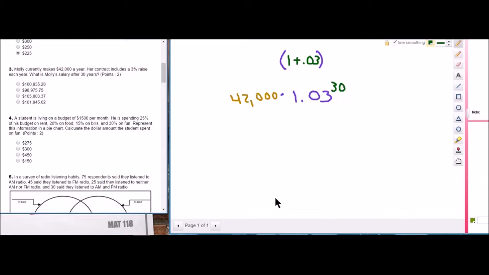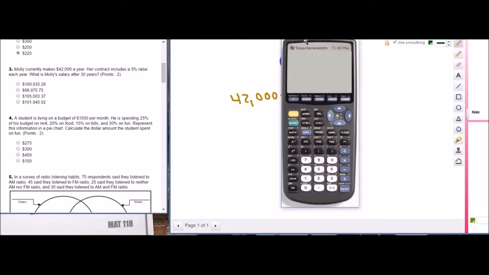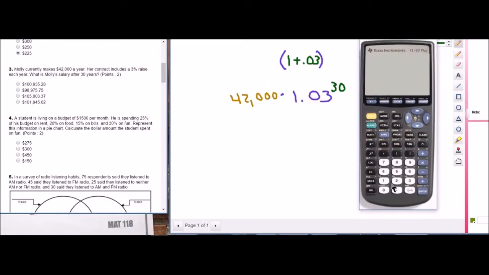And so instead of drawing it out the long way in Excel, you can also put this short method in Excel, or it can be very easily done in the calculator. So let's put it in the calculator. So calculator here, 42 times 1.03 raised to... where's my exponent? There it is. 30. Sorry, 30. There we go. And there you go. So after 3% raises every year for 30 years, we're looking at 101,945.02. So that's what that would be.